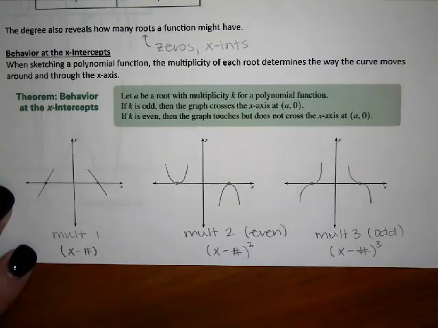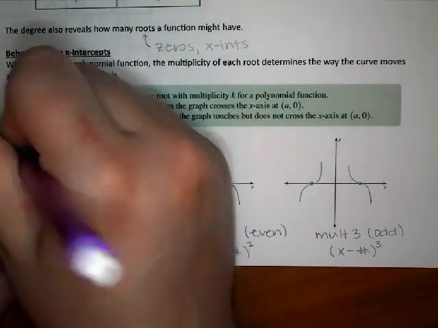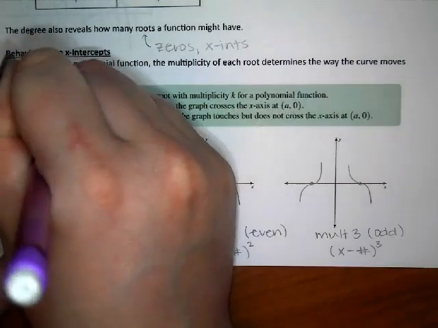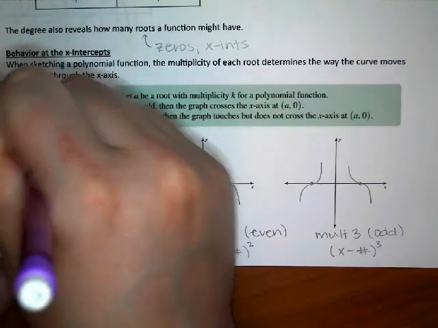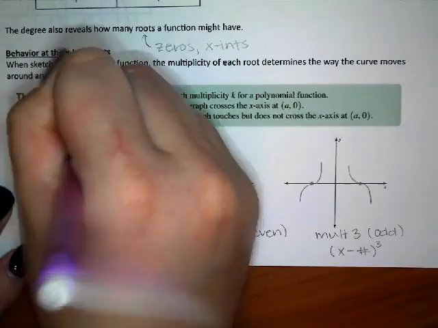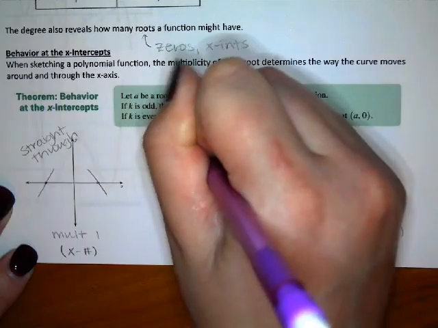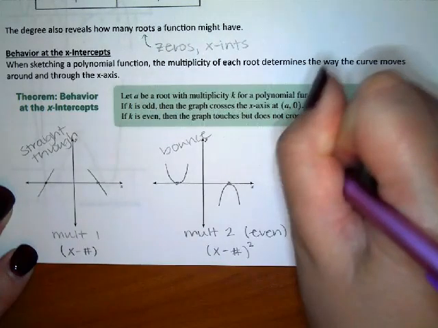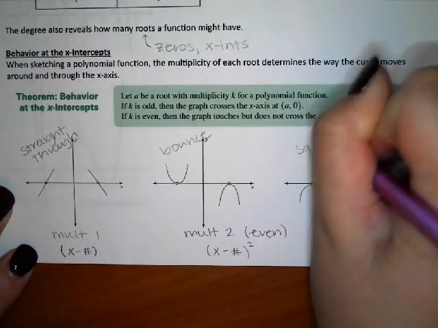So it could be helpful to write this: straight through, bounce, squiggle through.